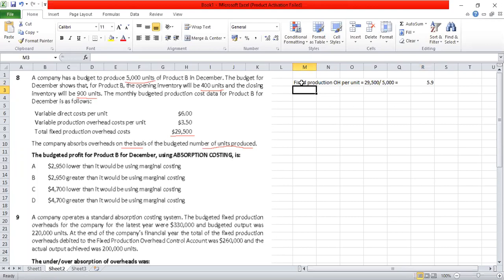$5.9 per unit is 5.9. Opening inventory is 400, closing inventory is 900. On the debit side we would be accounting for 400, and on the credit side we would be accounting for 900. So the overall difference in the number of units is about 500. The impact will be in terms of 500 units.